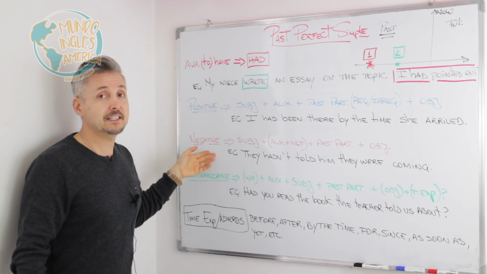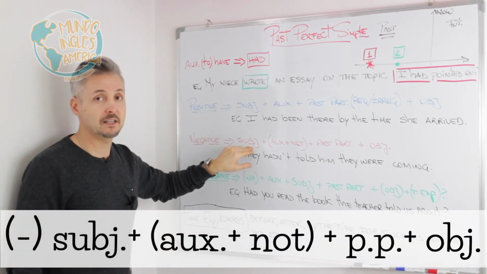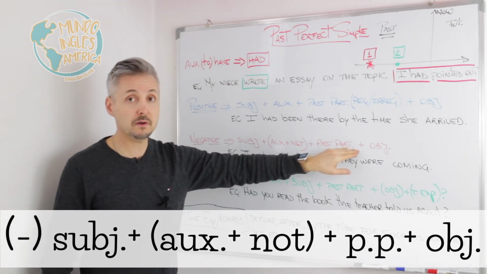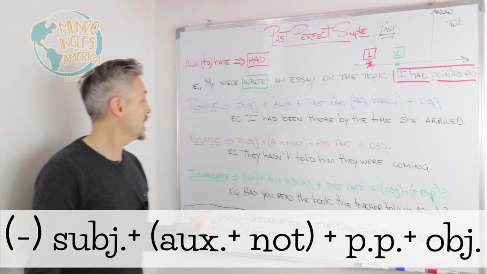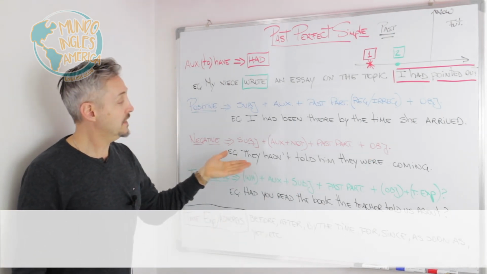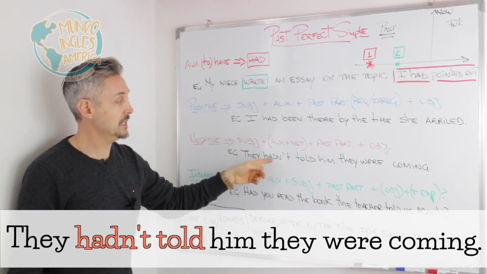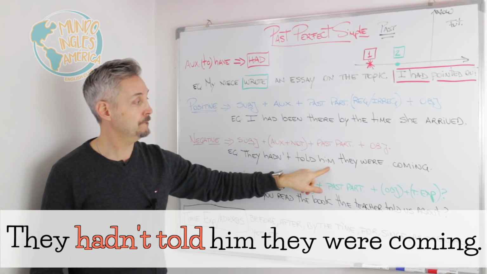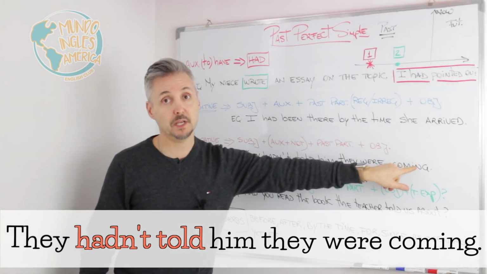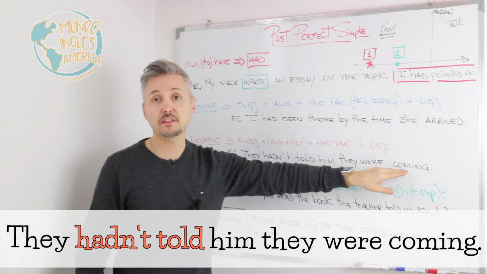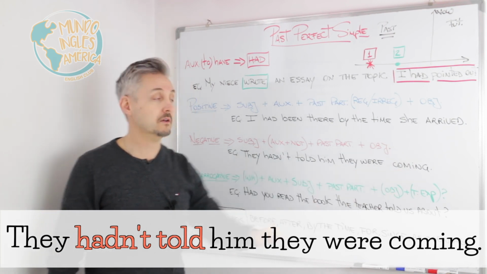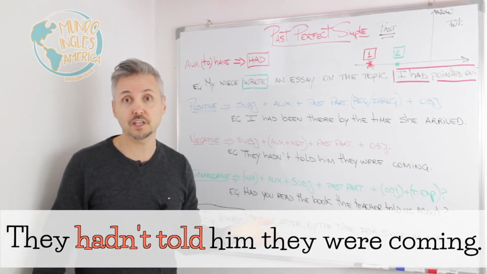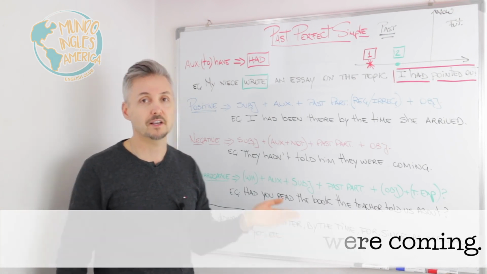Now, for a negative sentence, we need the subject, then the auxiliary plus not, then the past participle, and then the object. So the example: they hadn't, okay, so had plus not, told him they were coming. In this case, we have the past continuous. Okay, so we can use the past perfect also with the past continuous because it's a past.